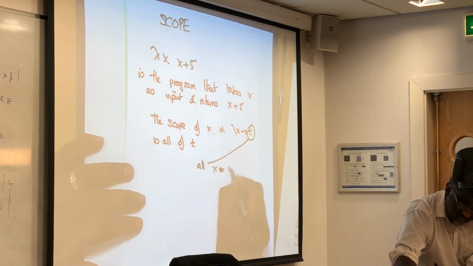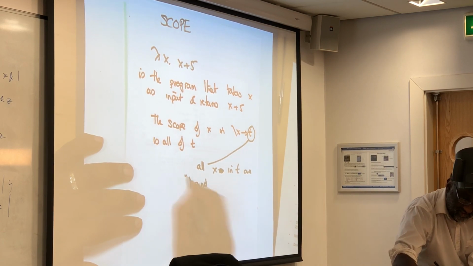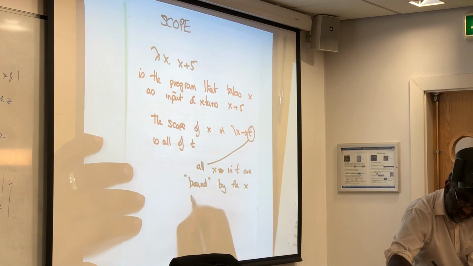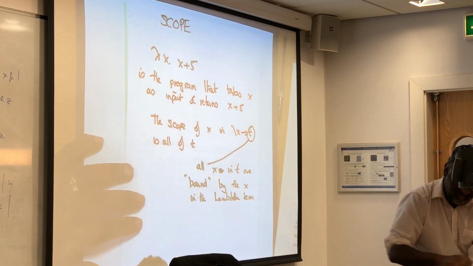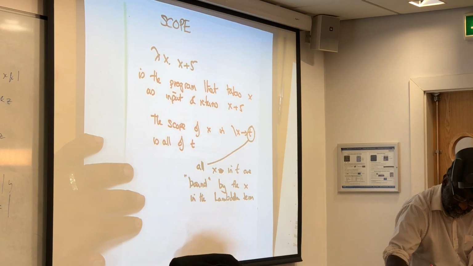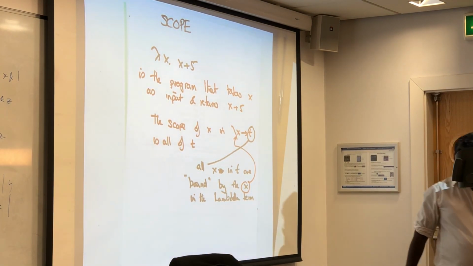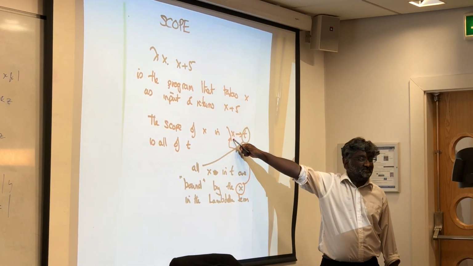Or x in t are bound. So that's another technical word. They're bound by the x in the lambda expression. Lambda. Okay, so all the x's inside here are this x.